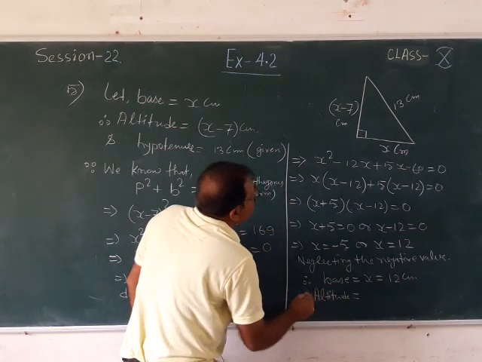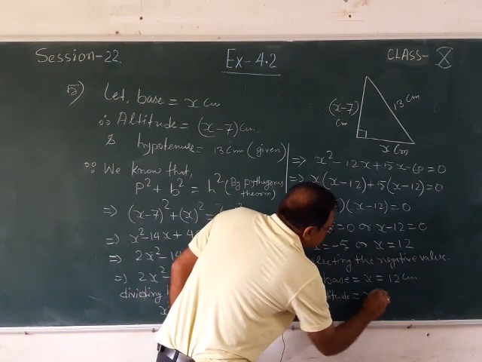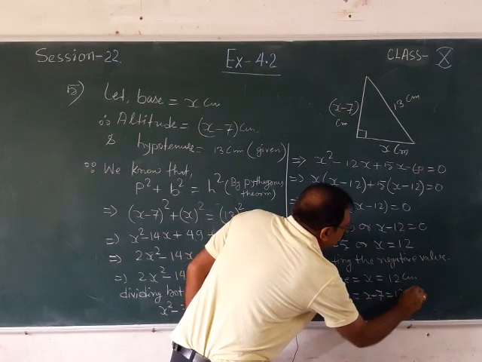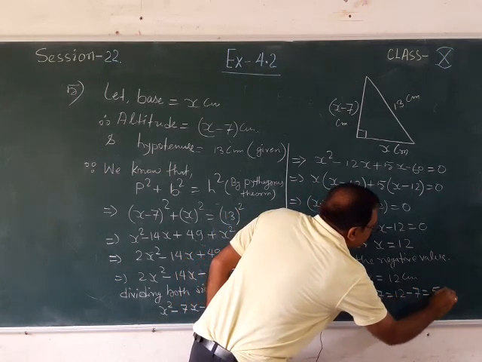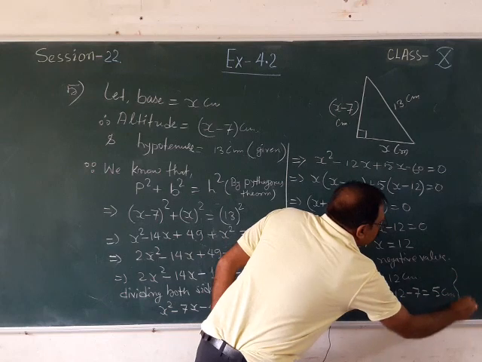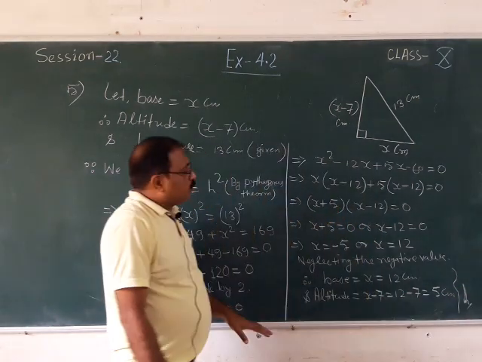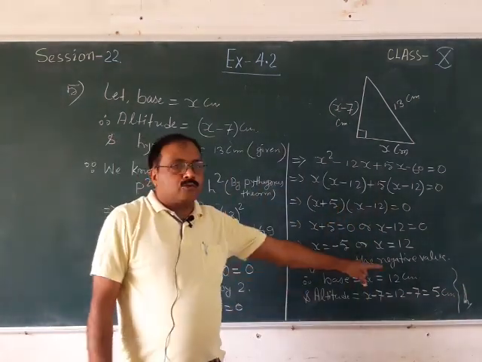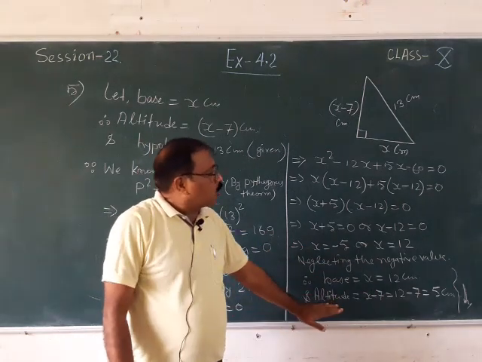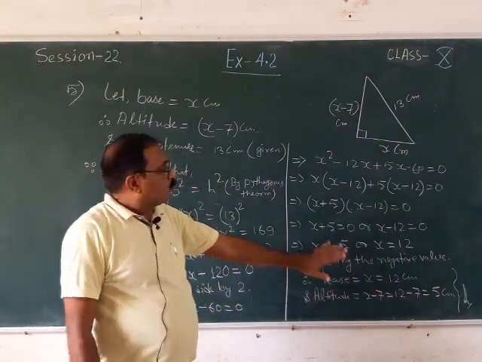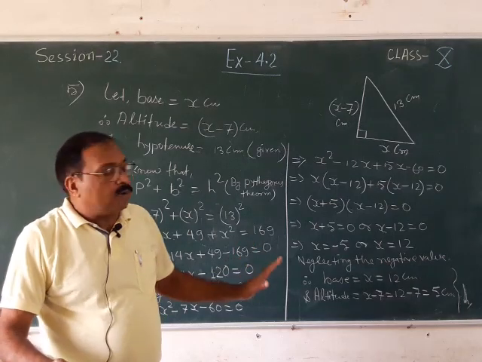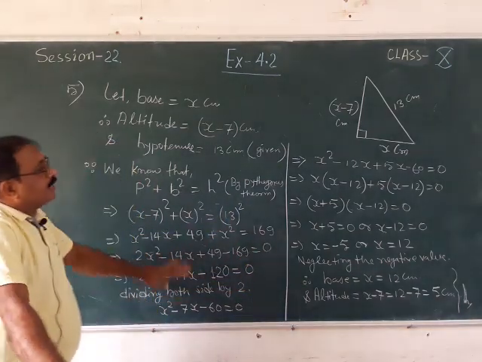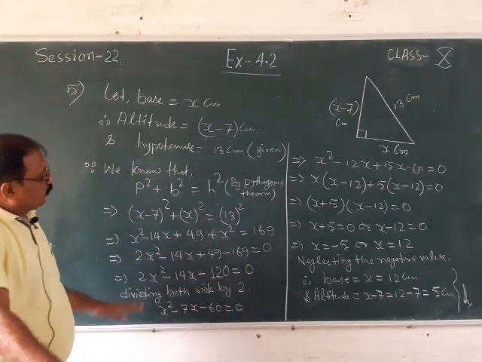I can write as x minus 7, that is 12 minus 7 equal to 5 centimeter. So, in this way you have your answer. Base is 12 centimeter and altitude is 5 centimeter. So, in this way you can find the value of base and altitude.